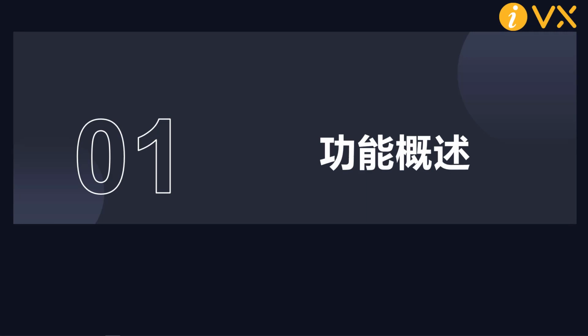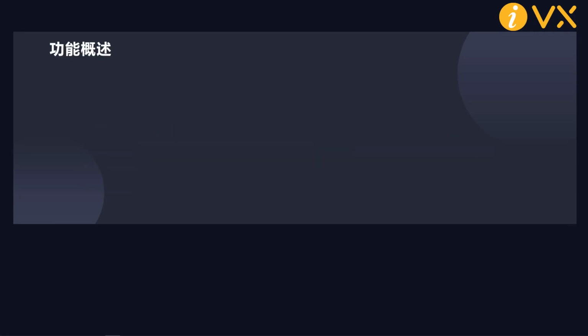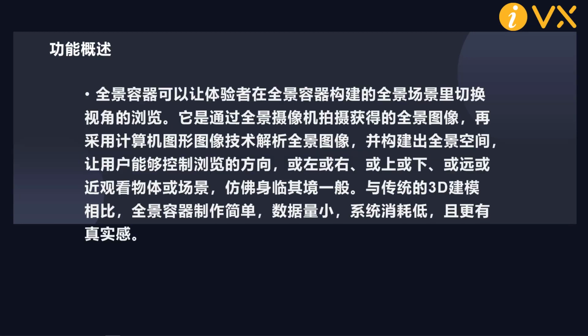So first of all, we come to the first point, Panoramic Container Feature Overview. It is very simple: it reflects a panoramic effect, letting us experience a panoramic scene with a switching perspective. A panoramic camera takes a panoramic image, and then the computer's image physics technology is used to analyze the image and build a panoramic scene, so that users can control the browsing direction, left or right, up or down, far or near, to watch the object or scene, as if they were immersive.